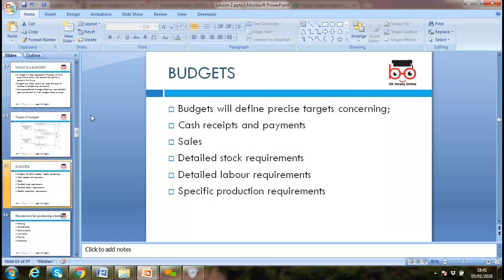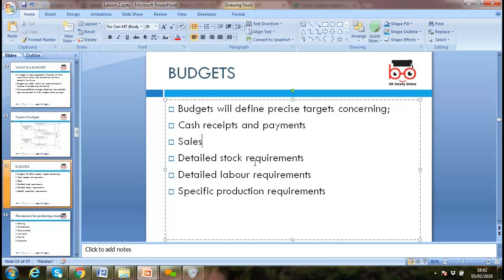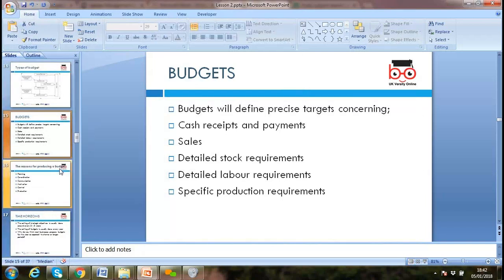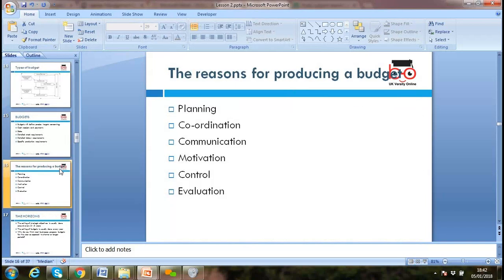A budget will define precise targets concerning cash receipts and payments. It could be a cash budget or a sales budget. A budget can be about stock requirements, labor requirements, specification. Why do we make the budget? A budget helps us to plan. A budget helps us to coordinate between departments. How many millions do you have? How many workers do you have? What turnover do you have? What productivity do you have as a department?